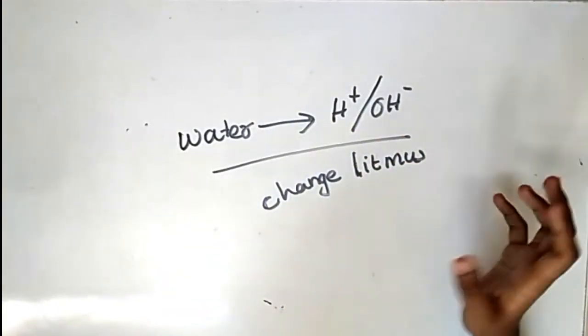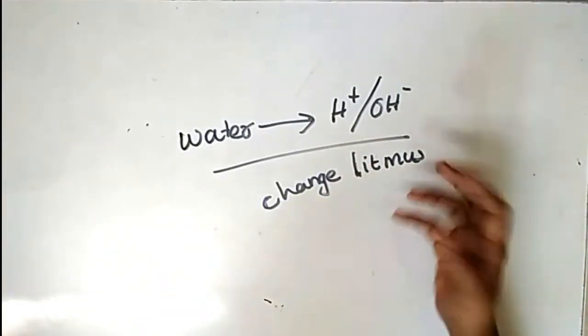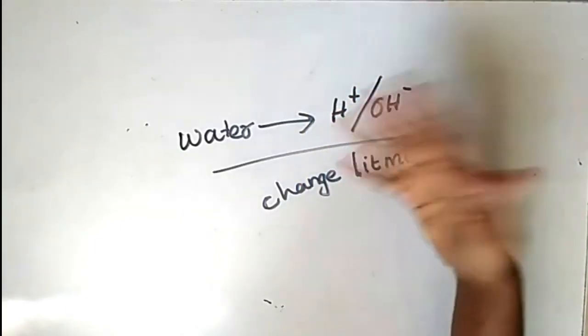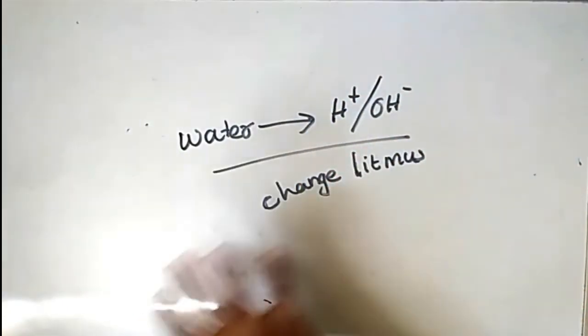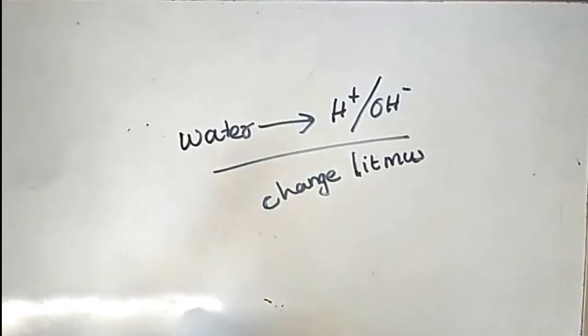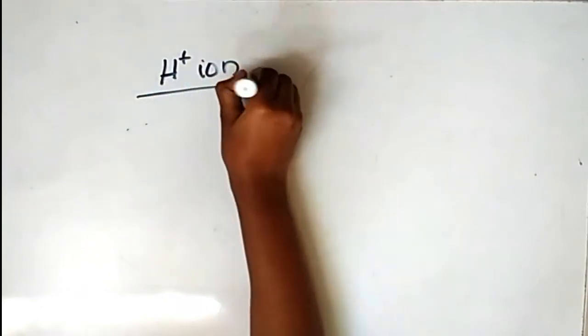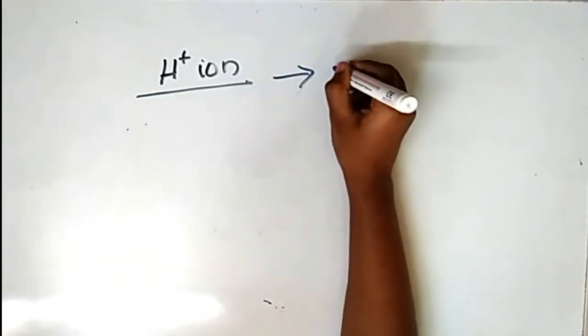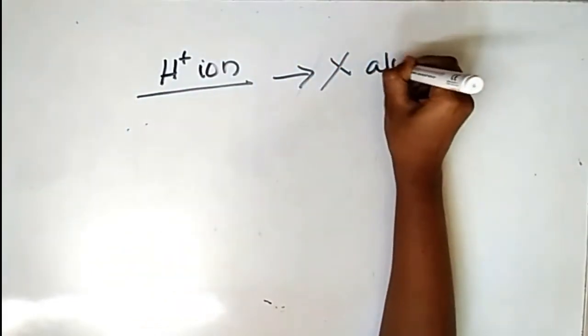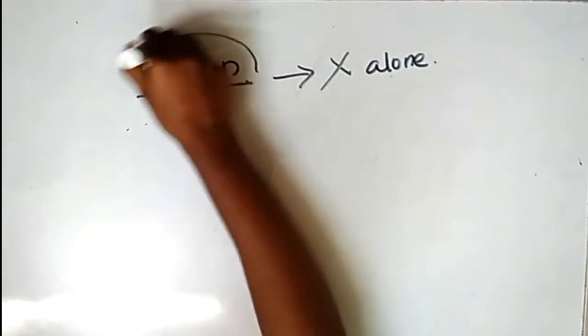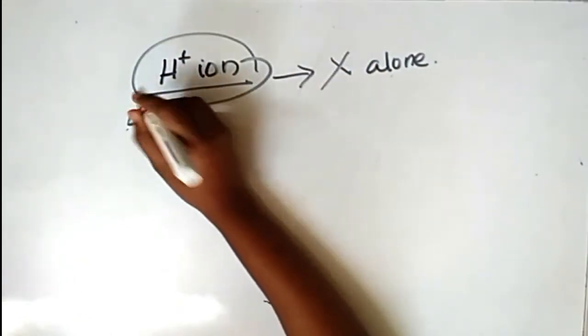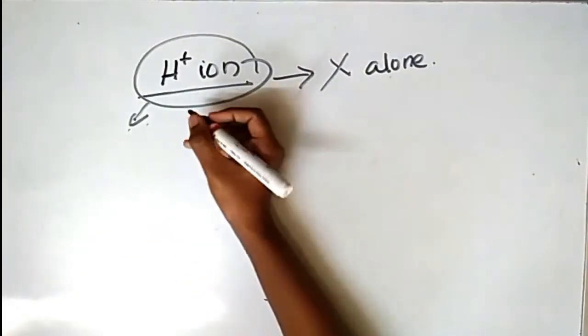Only in the presence of water can the HCl or the bases dissociate into H plus ions or OH minus ions respectively. So remember one thing, that H plus ions cannot exist alone. We studied that acids have H plus ions. Am I right? So these H plus ions cannot exist alone. They are always seen combined with water molecules.